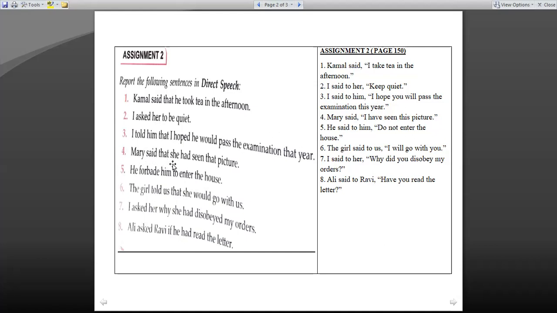Fourth one, Mary said that she had seen that picture. Answer is, Mary said, comma, open the inverted commas, I have seen this picture. Full stop and close the inverted commas. Fifth one, he forbade him to enter the house. He said to him, comma, inverted commas open, do not enter the house. Full stop and close the inverted commas.